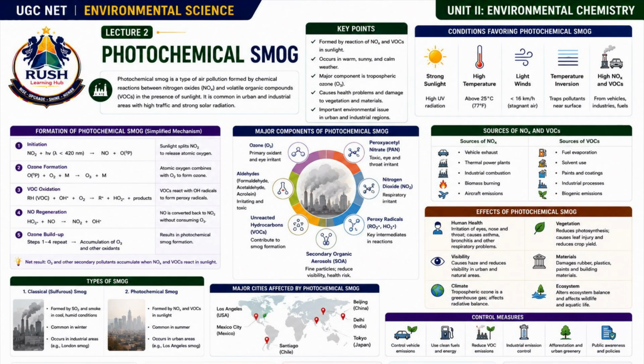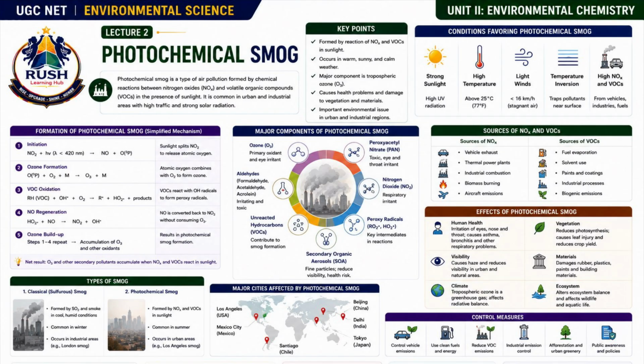The third requirement is stagnant air conditions. Low wind speeds prevent pollutant dispersion and allow pollutants to accumulate. The fourth requirement is temperature inversion. A temperature inversion traps pollutants near the Earth's surface, enhancing smog development. The fifth requirement is the presence of abundant nitrogen oxides and volatile organic compounds. Urban and industrial regions provide these precursor pollutants in large quantities. This is why photochemical smog is especially common during summer months in major metropolitan cities.